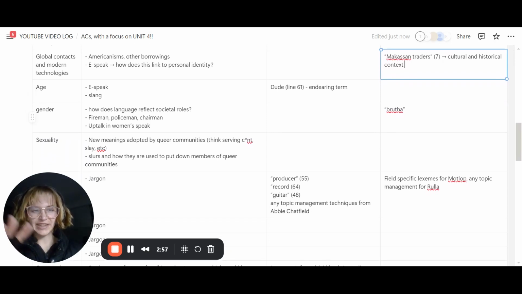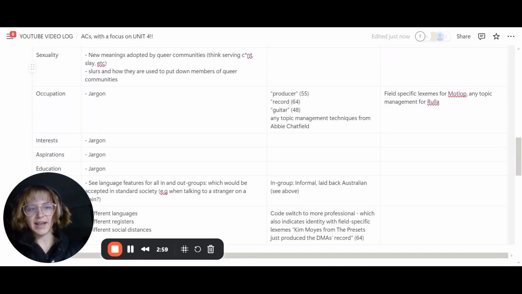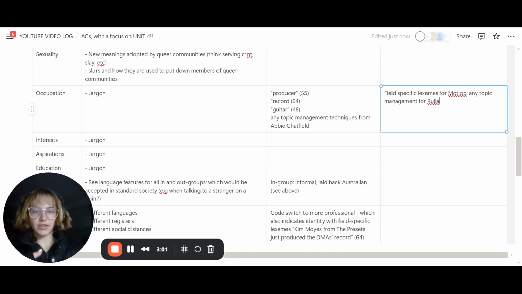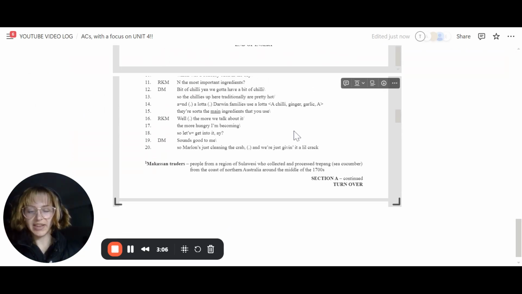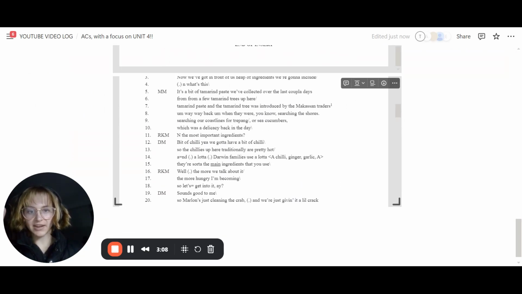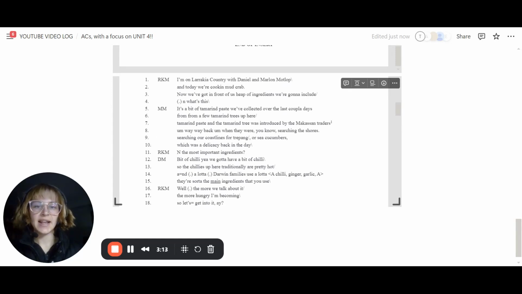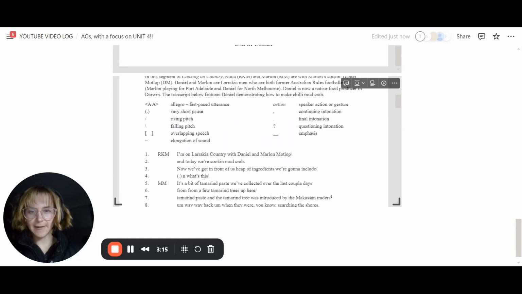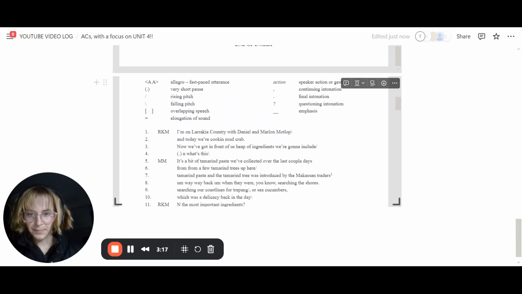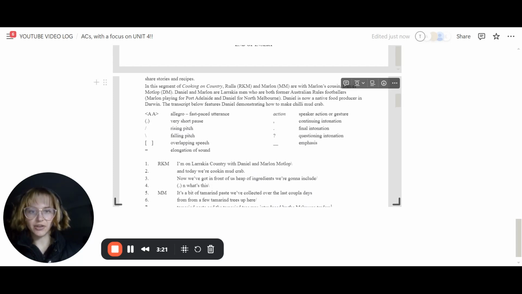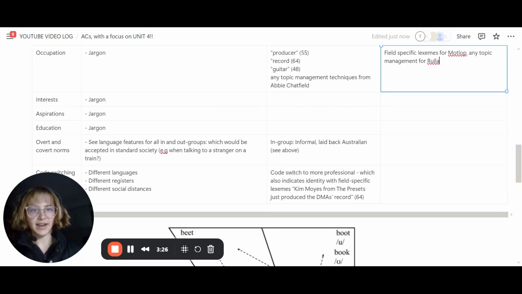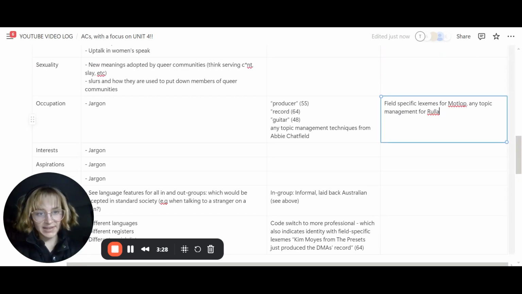I've put brother in for gender, but there's not too much to talk about there. Occupation, any sort of field-specific lexemes in terms of cooking. So there's a lot of that with cleaning the crab, chilli, ginger, garlic. That's syntactic patterning of listing. Okay, so Daniel is demonstrating how to make chilli mud crab, and he's a native food producer in Darwin. So that can be represented by the field-specific lexemes.